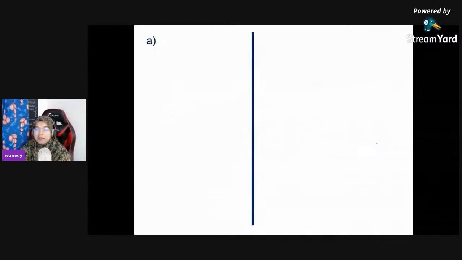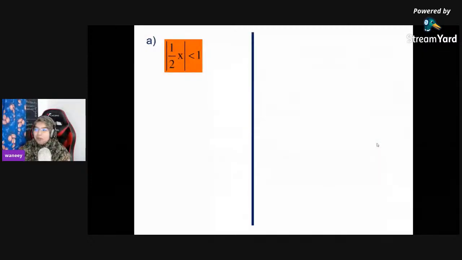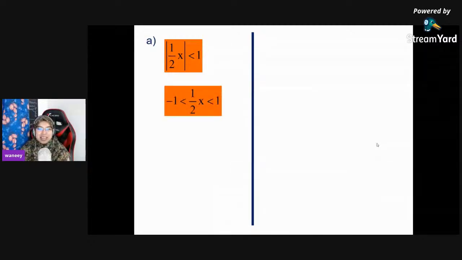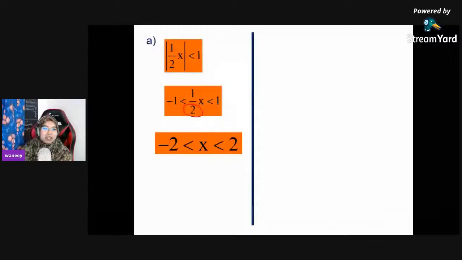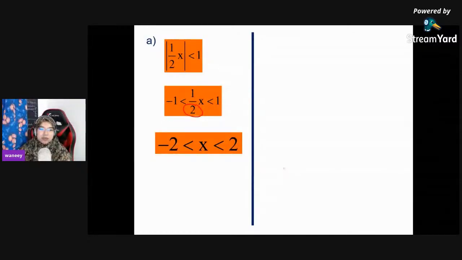Okay, so the validity, the modulus of 1 over 2x is less than 1. So open the modulus sign. So you are going to get 1 over 2x in between negative 1 and 1. So of course, bring the 2. 2 is simply a positive number. So I can actually times everything with 2. So times 2 on the left hand side, times 2 over here, times 2 over here. So we are going to get x in between negative 2 and 2.